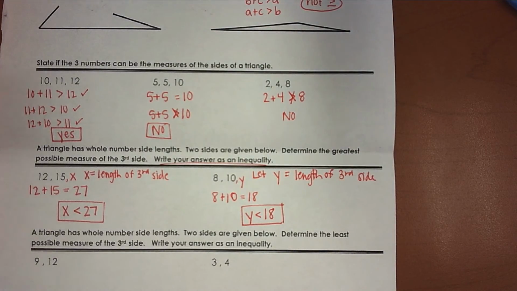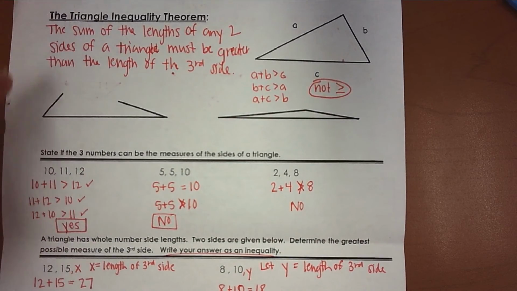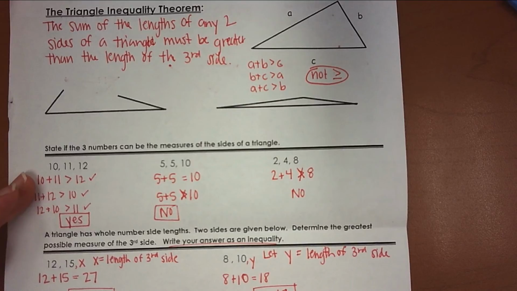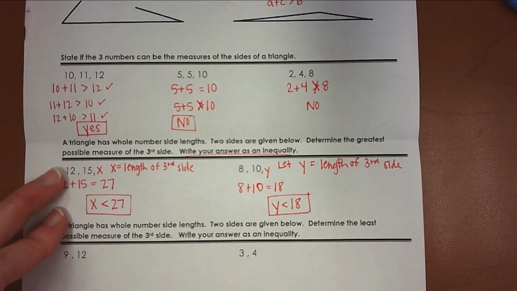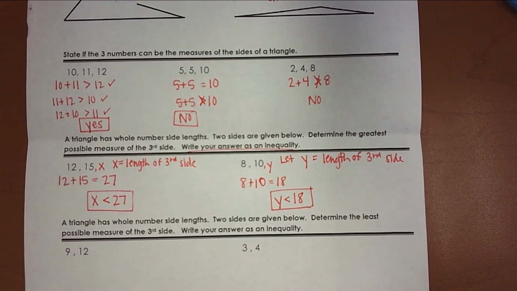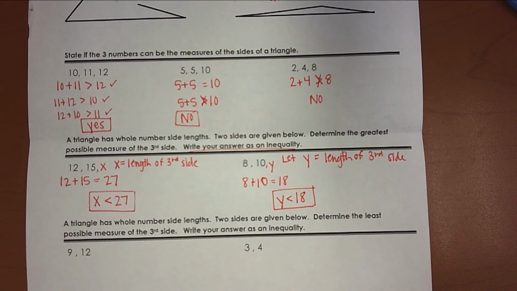And so here we've talked through using the triangle inequality theorem to determine if two numbers or three numbers can be triangle measures, and writing inequalities to find the third possible measure. At this point in time, I would challenge you to try these next two on your own, and then we'll do the last two together. See if you can write your own inequalities for the next two examples.